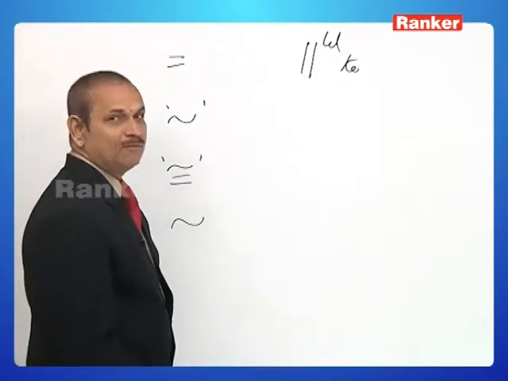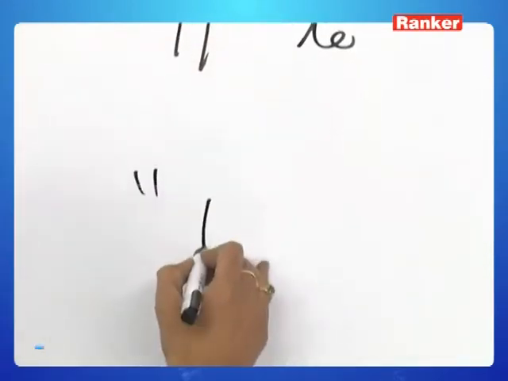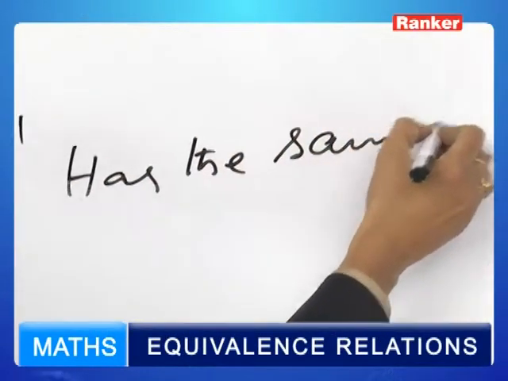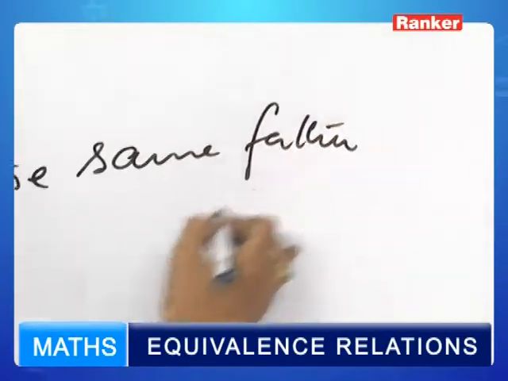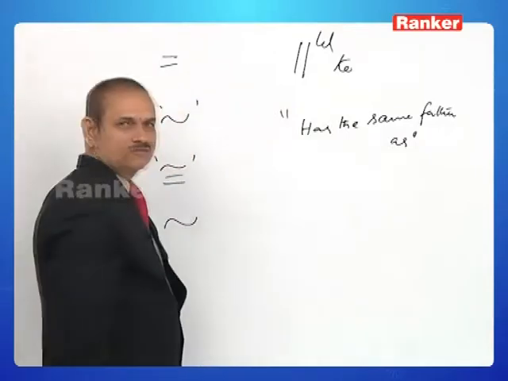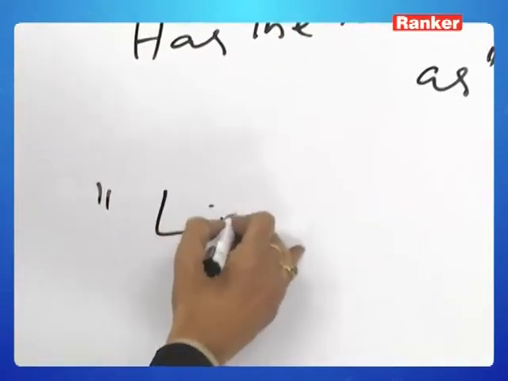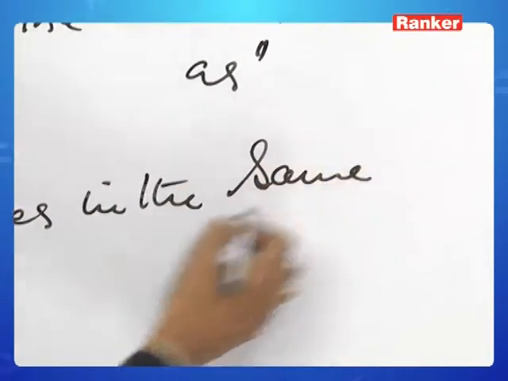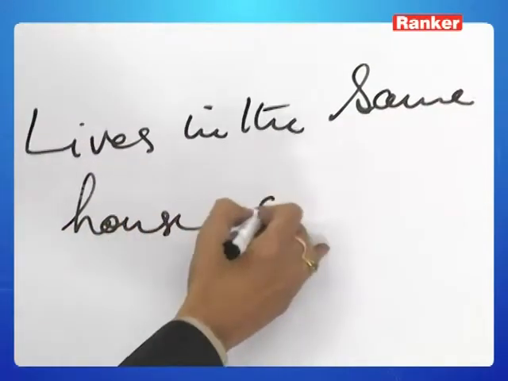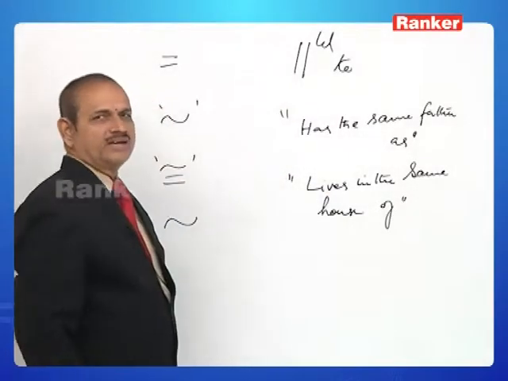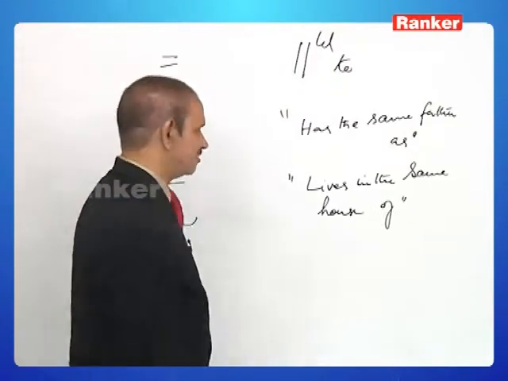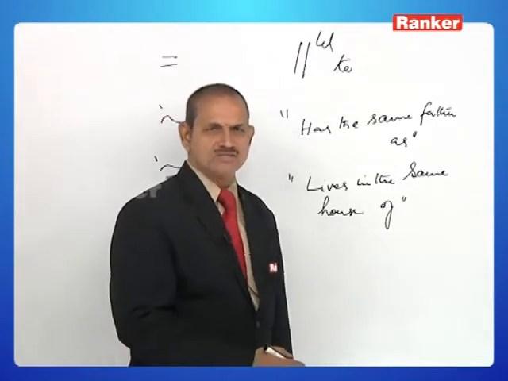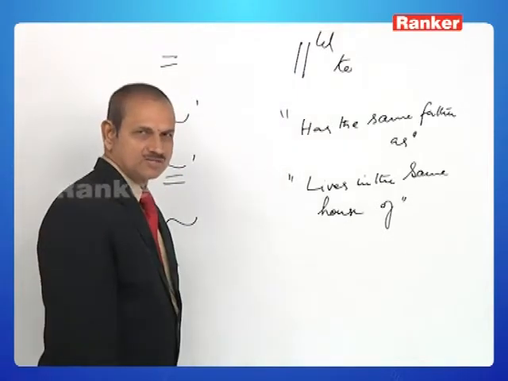Well, after that, among human relations, have the same father as, is an equivalence relation. Lives in the same house of, is again an equivalence relation. And of course, by mathematical definitions, we can create so many other relations also. These are the famous equivalence relations which are available.